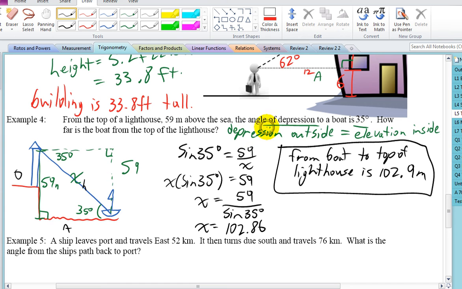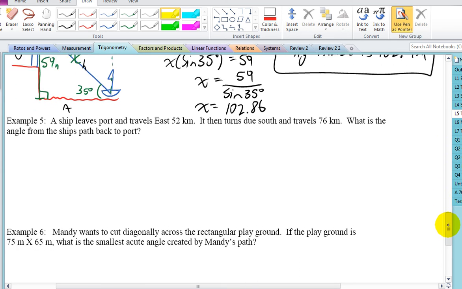The question is the depression and the elevation. You have to make that connection. So this was the important part of the problem right there, is to know that the angle up top is the same as the angle on the bottom. Or you can draw your imaginary triangle. Okay? That's what's important for that question. Okay, let's go to the next one.